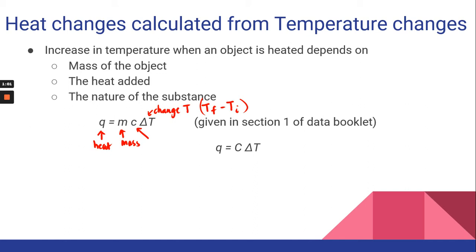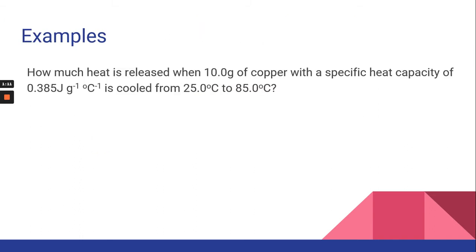If we want to take the mass out of the situation, then we would come up with Q equals C delta T, where this C represents molar heat capacity. So let's look at some examples.